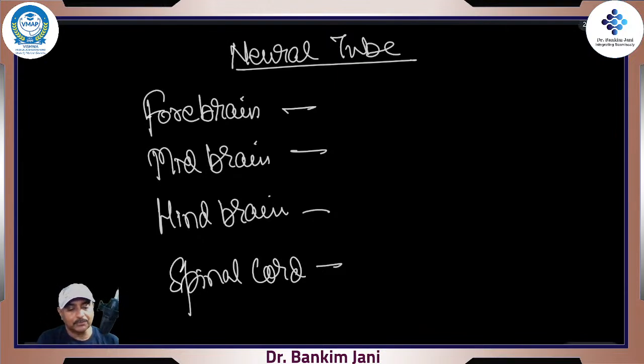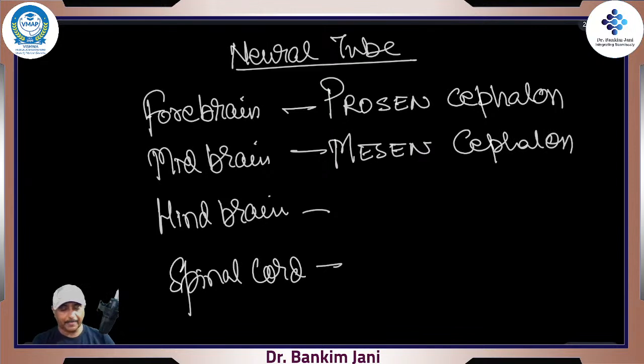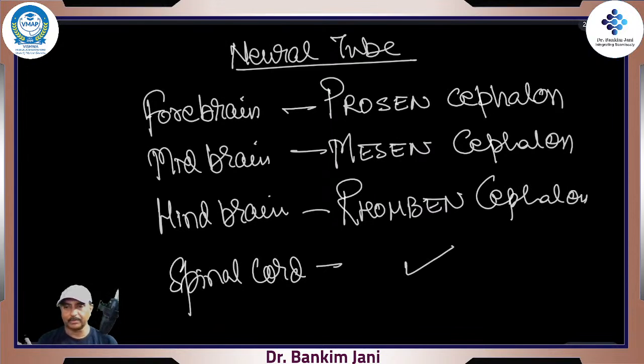So this forebrain is also called the prosencephalon. Midbrain is also called the mesencephalon. Then hindbrain is called the rhombencephalon. And spinal cord is spinal cord.